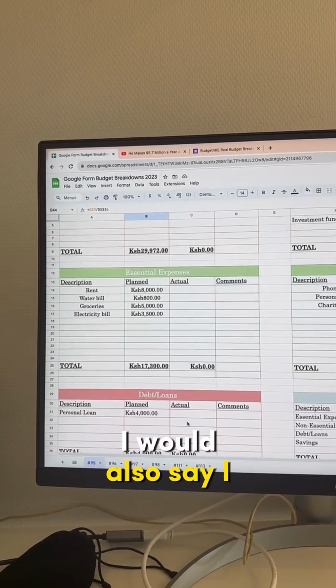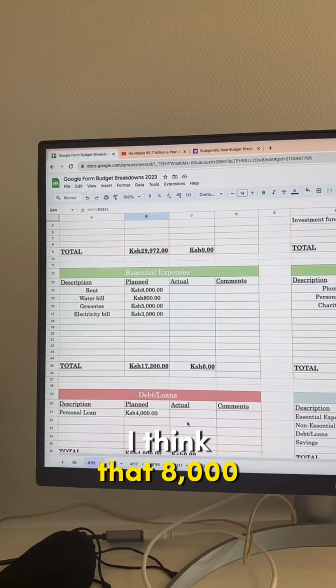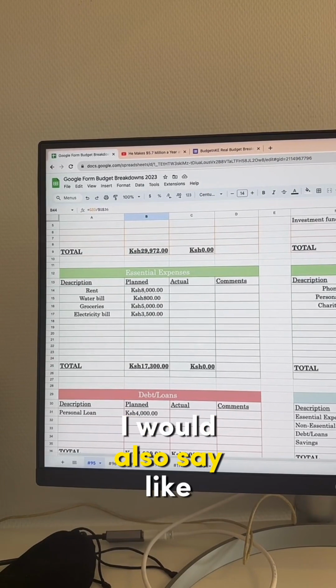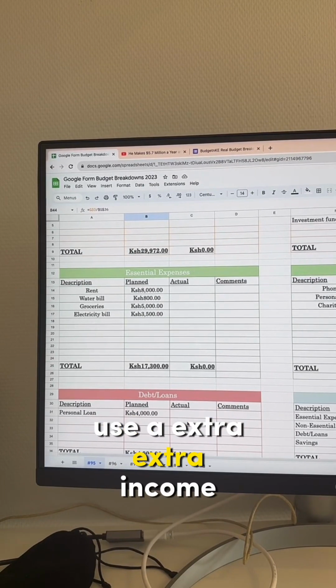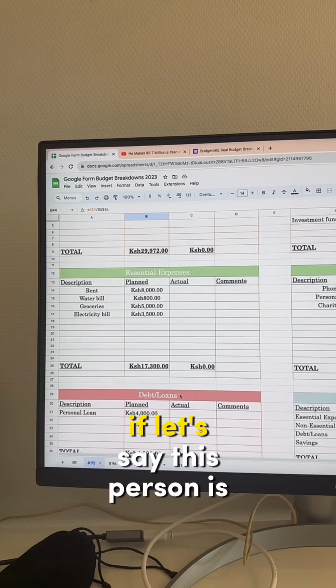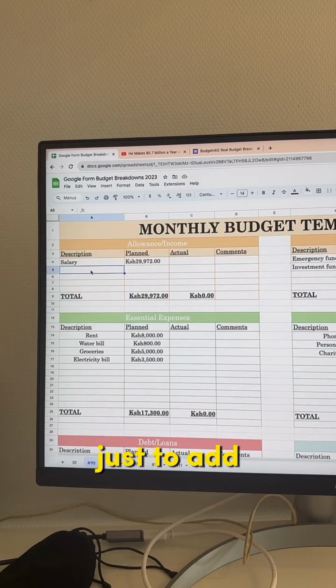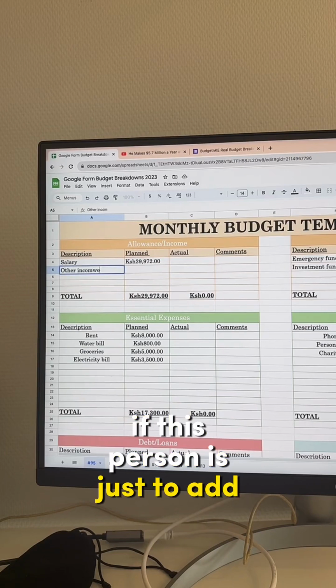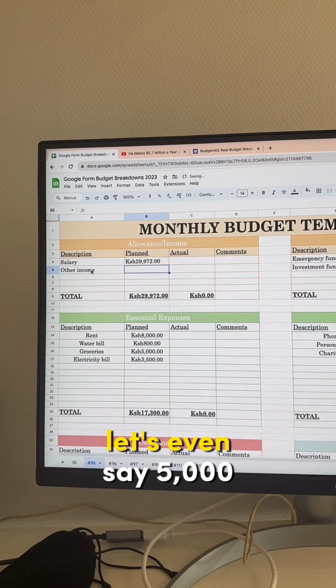I would also say that with the 8,000 rent, they're really trying. I would also say use an extra income stream. If this person is just to add other income, let's even say 5,000.